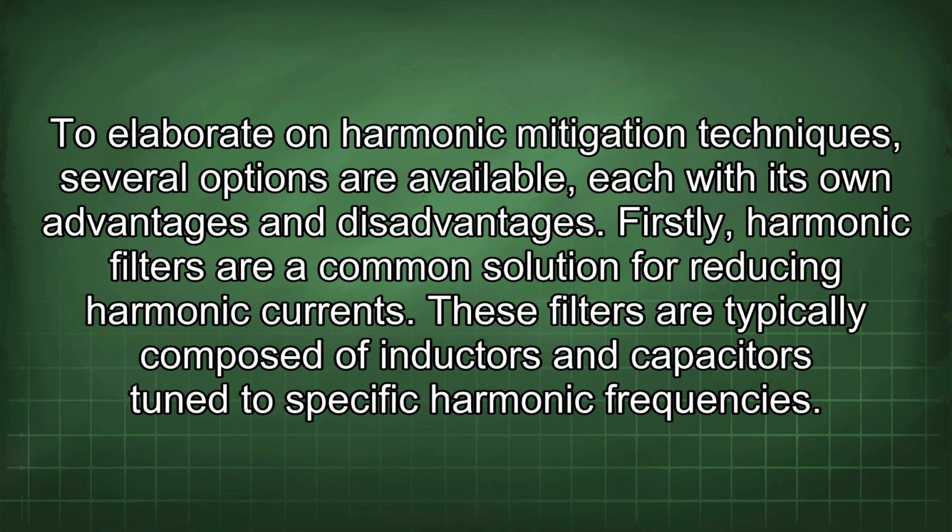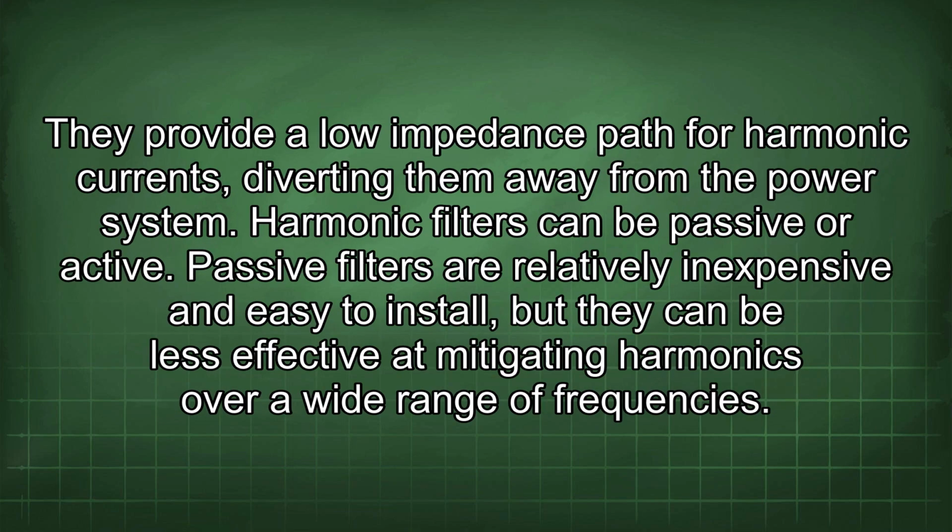To elaborate on harmonic mitigation techniques, several options are available, each with its own advantages and disadvantages. Firstly, harmonic filters are a common solution for reducing harmonic currents. These filters are typically composed of inductors and capacitors tuned to specific harmonic frequencies. They provide a low impedance path for harmonic currents, diverting them away from the power system. Harmonic filters can be passive or active.